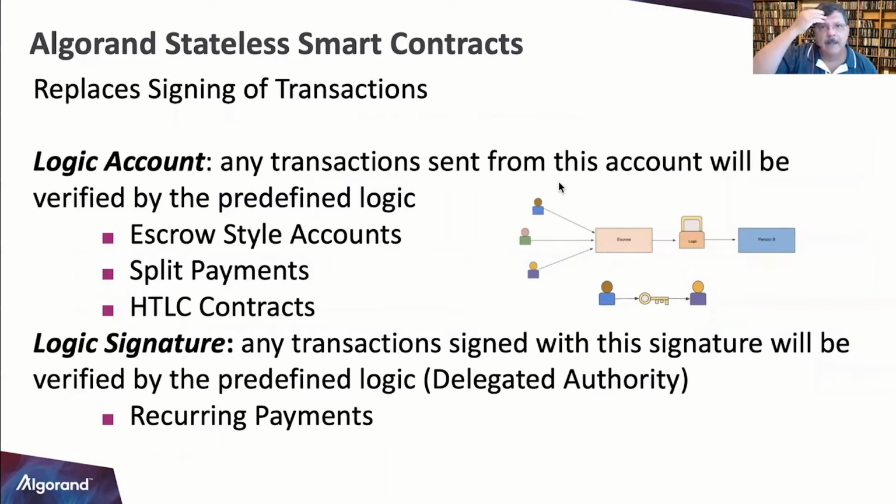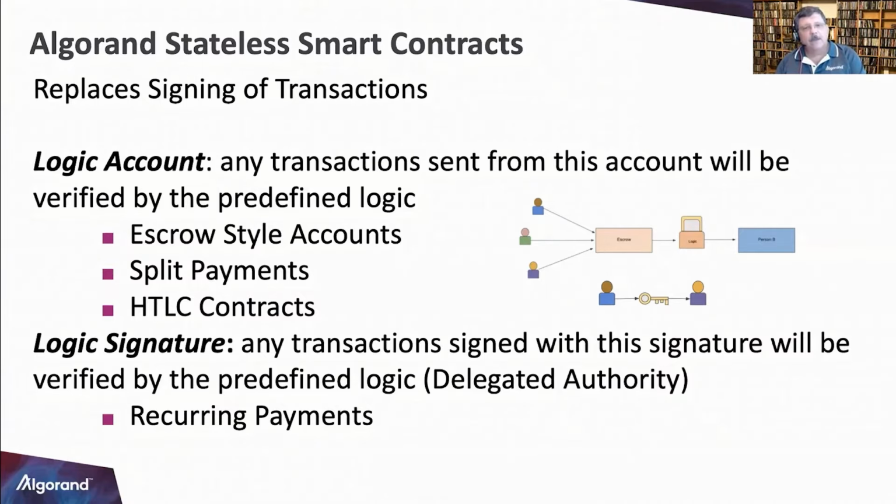And also a little bit more on stateless smart contracts. You got two types: a logic account and a logic signature. Logic account is basically the true or false only kind of scenario I just talked about. Good for escrow style accounts, split payments, hash time lock contracts.